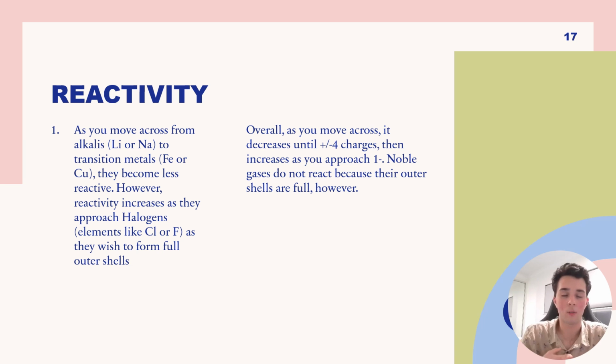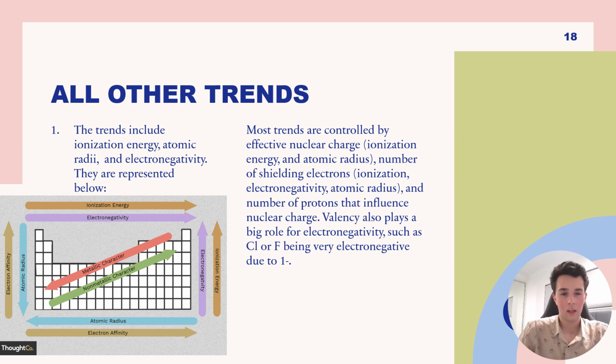Moving down a group, I forgot to write this in here, but the reactivity increases as you move down a group because it's easier to lose the electrons and they really want to just have full shells. I've gone through very quickly here, but hopefully you can see what I mean.